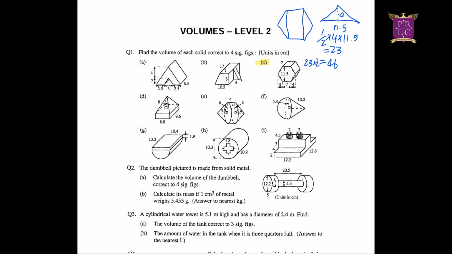Okay, now what else do we have? We've got a rectangle in the middle. With the rectangle, we know that the width is 7 and the length is 11.5. So we just do 11.5 times 7, which gives us 80.5. Now we've got the 3 different areas of the hexagon. What we need to do is add them all together. So 23 plus 23 gives us 46. 46 plus 80.5 gives us 126.5. Now that's the area of the hexagon.